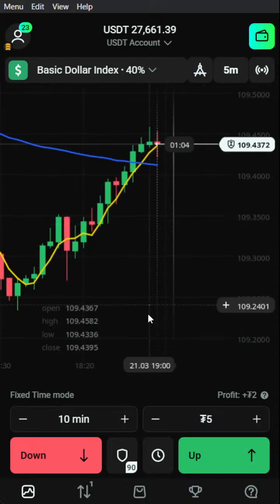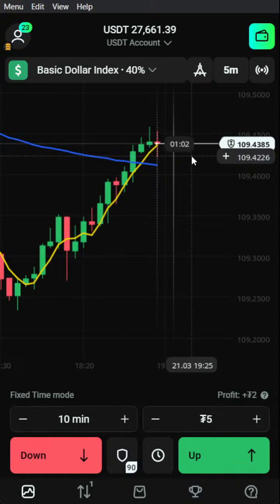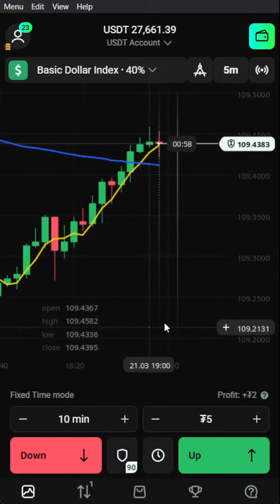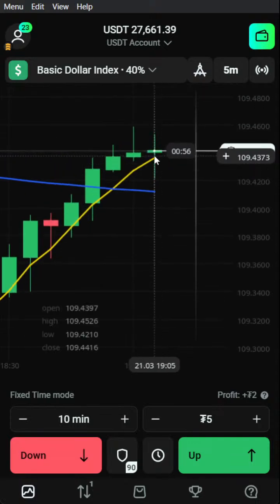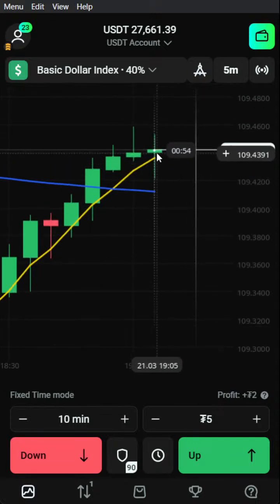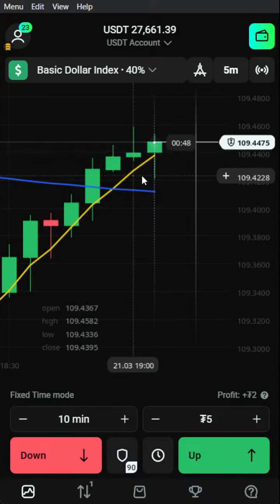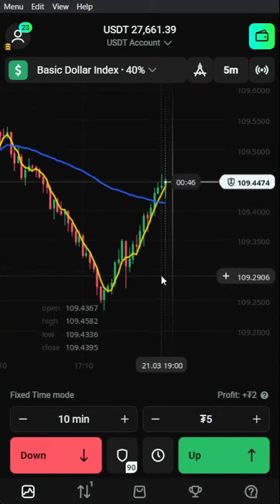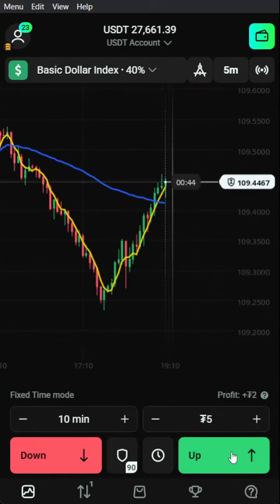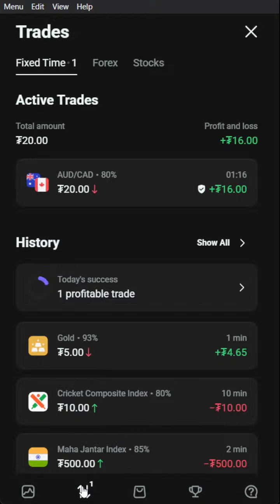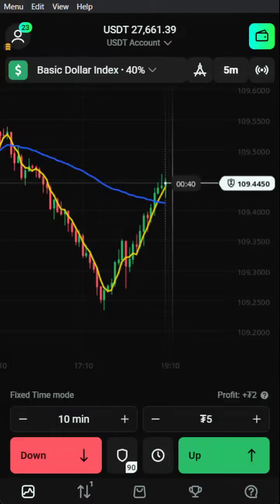Basic dollar index, we had missed a signal here. Let's check what the next candle says. But see, it's a 5-minute candle and it's about to end. But do you see the strength of the candle? It's still fluctuating. The candle is not even formed right now. If after this candle it also gives an up signal, I will make an up trade over here.